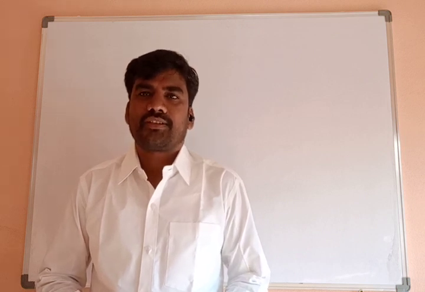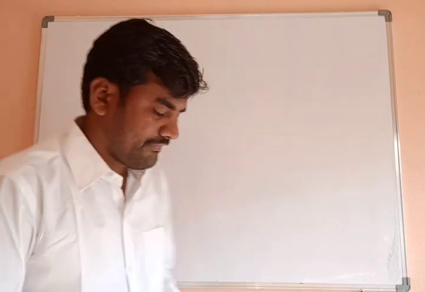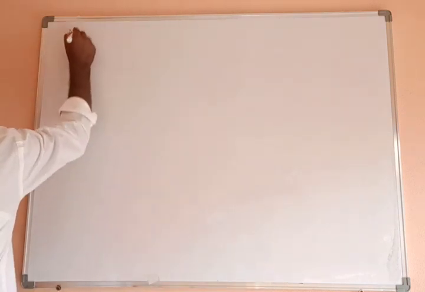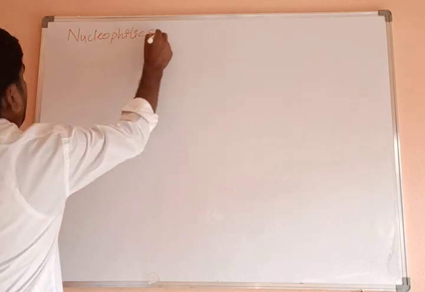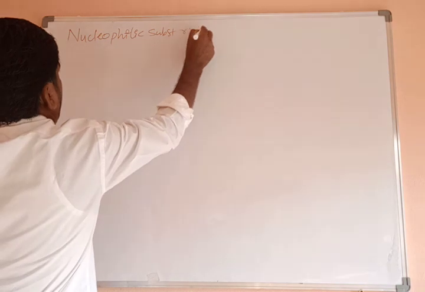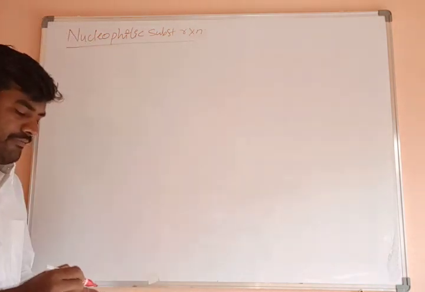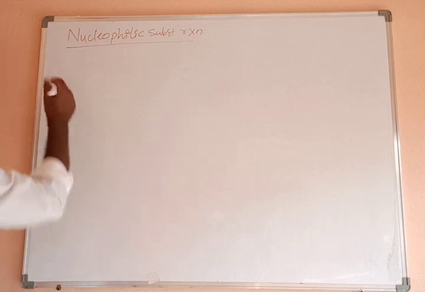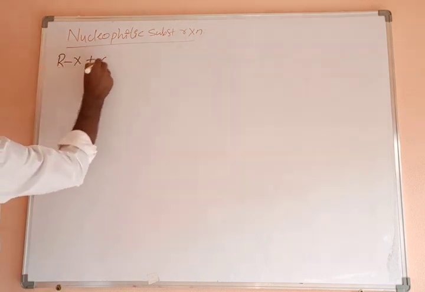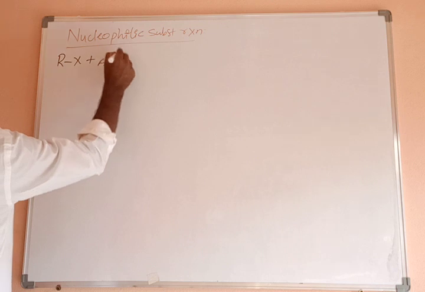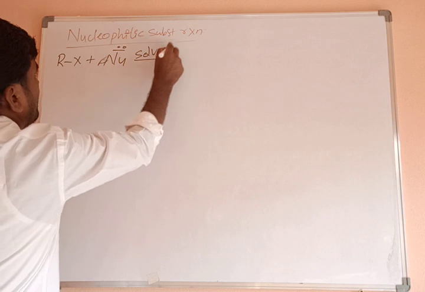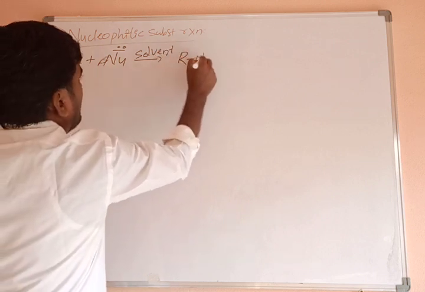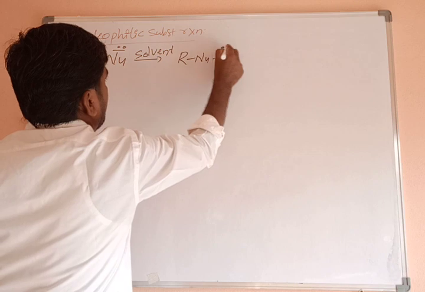Today we are going to discuss the nucleophilic substitution reactions of haloalkanes. Nucleophilic substitution reactions: alkyl halides react with a nucleophile in the presence of a suitable solvent to form R-Nu plus X minus.